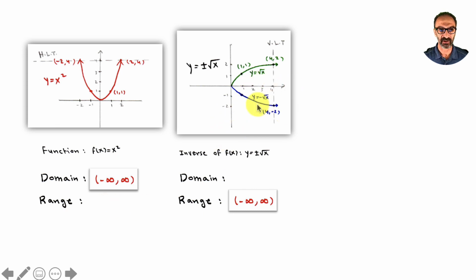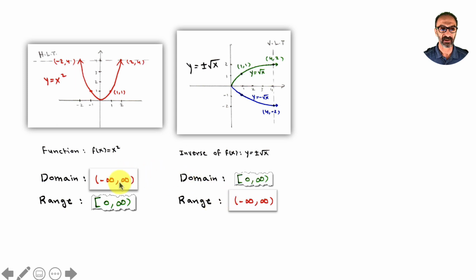But notice the range right here, same concept, going all the way up and all the way down. So it's from negative infinity to infinity. Let's go back to the domain right here, which I mentioned goes from 0 to infinity. And the domain for this graph is from this level 0 all the way to positive infinity.